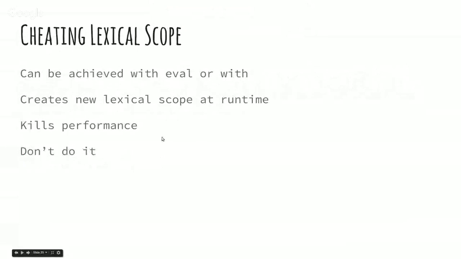Okay, so cheating lexical scope. We said that lexical scope is the primary scope in JavaScript, and that's the case. You can cheat it. There are eval and with keywords that will allow you to create a new scope. It says basically it's going to create that scope at runtime, but that kills a lot of the performance enhancements that are built into JavaScript. So don't do it. I'm just going to ignore eval and with for now.